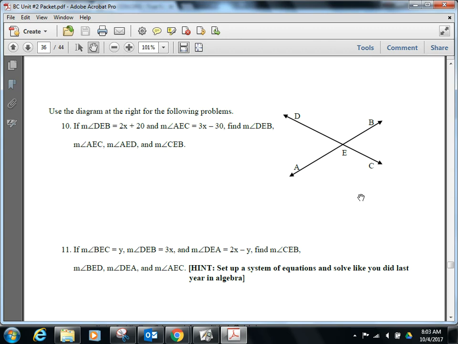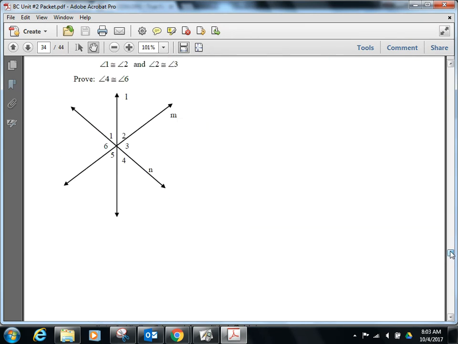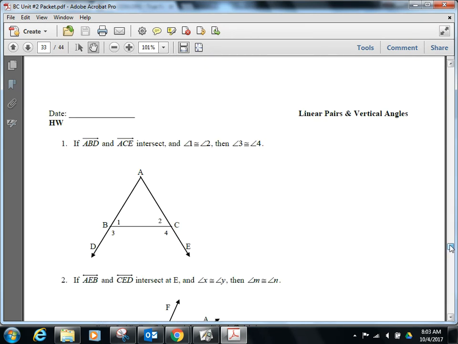Anybody want to go over any of those? That was painful. Okay, back to the proofs now. Let's just make sure we had everything we needed.